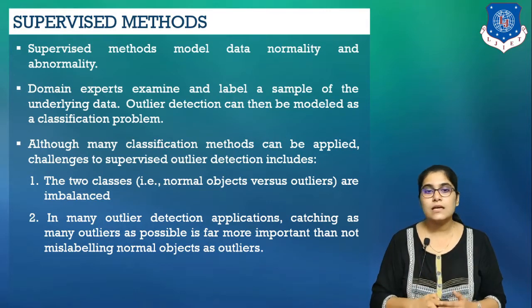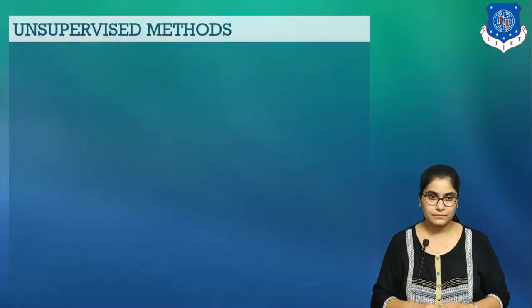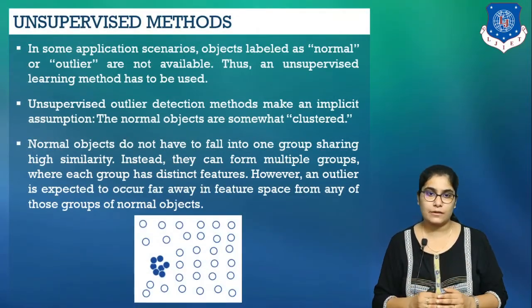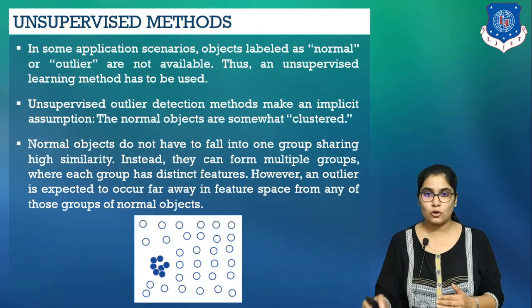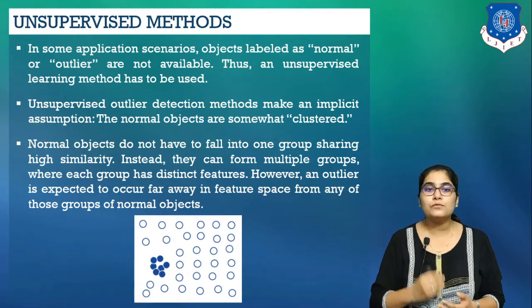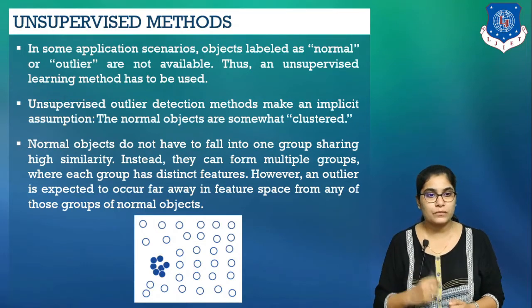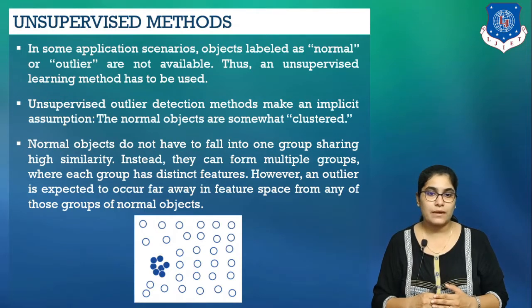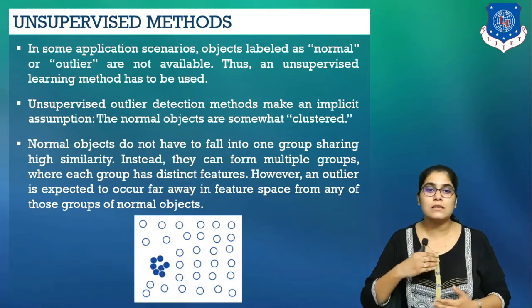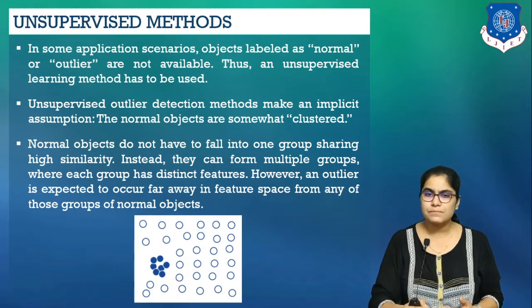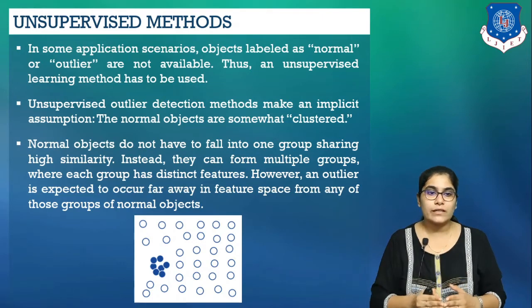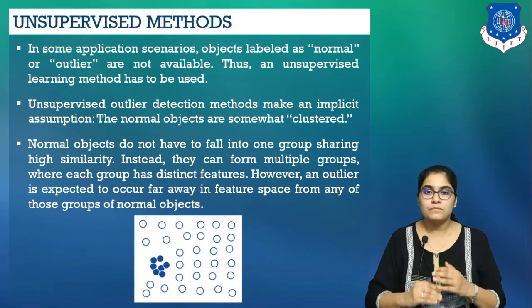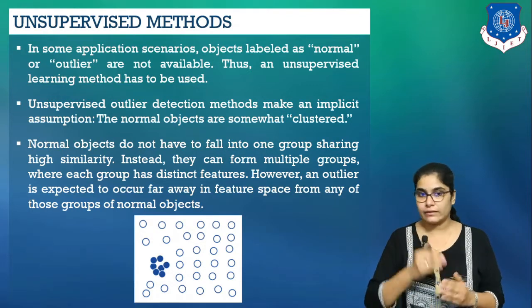Now let's discuss unsupervised methods. In some application scenarios, objects labeled as normal or outlier are not available, and that is why an unsupervised learning method has to be used. Unsupervised outlier detection methods make an implicit assumption that the normal objects are somewhat clustered. In simple words, an unsupervised outlier detection method expects that normal objects follow a pattern far more frequently than outliers.